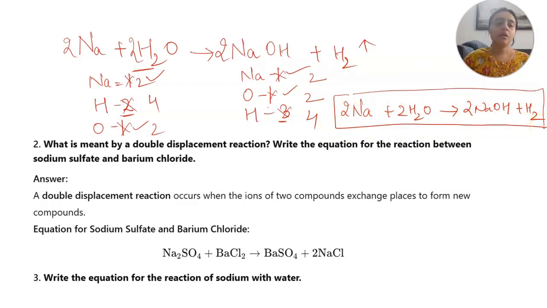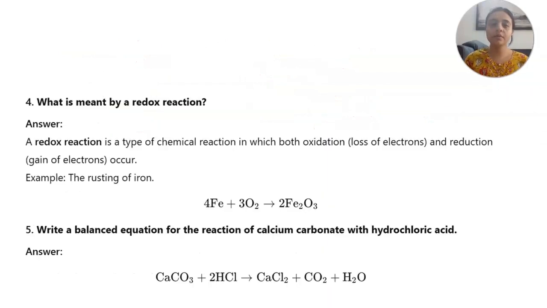Alright. What is meant by a double displacement reaction? We have already covered this one. Next one, what is meant by a redox reaction? A redox reaction is a type of chemical reaction where both oxidation, meaning loss of electrons, and reduction, meaning gain of electrons, occur.